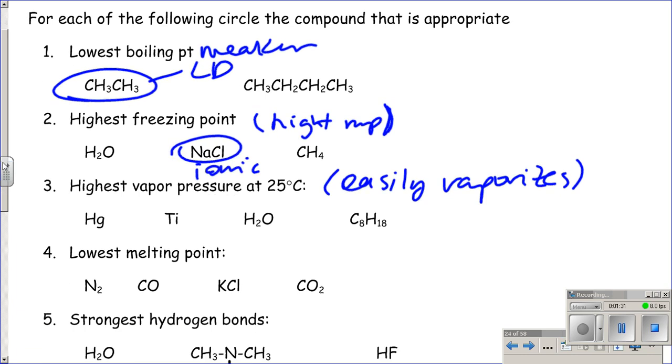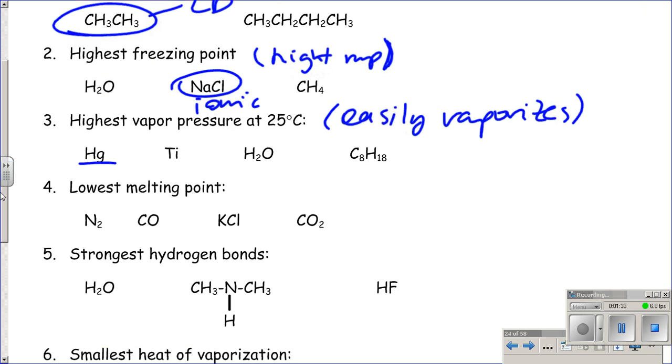You should be going across the board, asking: what are the four types? Metallic, ionic, covalent. This one's metallic, it's mercury, people. That's probably out. They don't vaporize, that'd be awful. Titanium is metallic. Water is going to be a covalent compound undergoing what IMF? Hydrogen bonding. This is a covalent compound undergoing London dispersion. So this one is probably going to be octane.